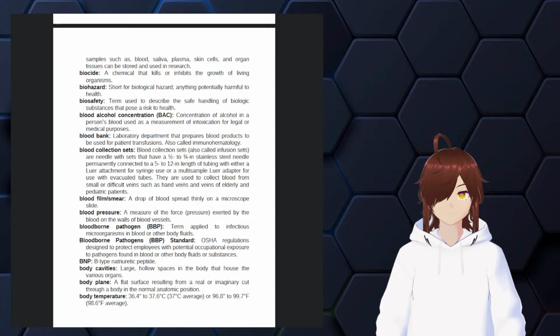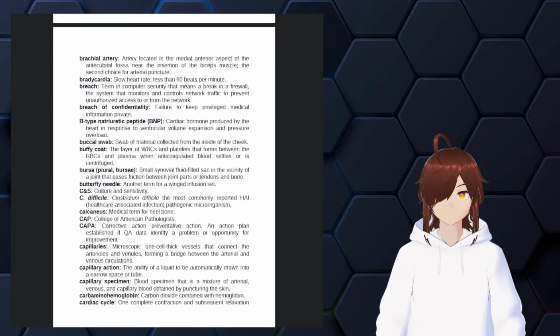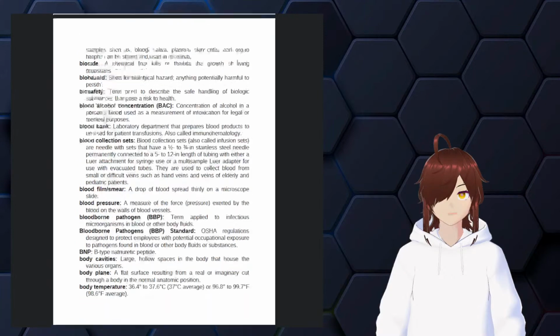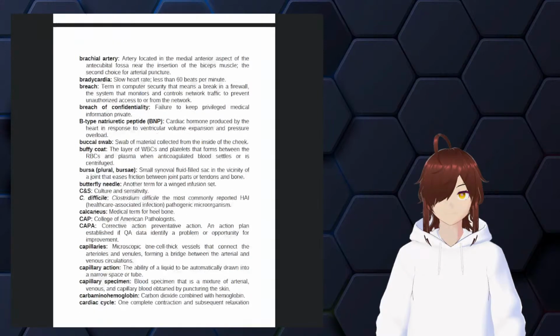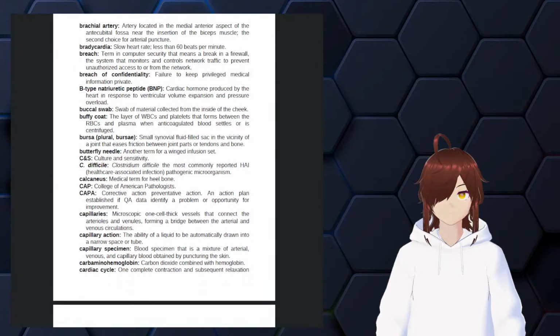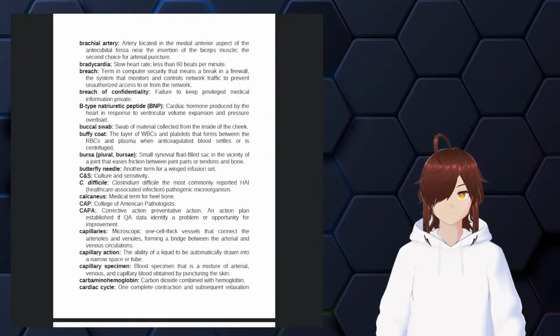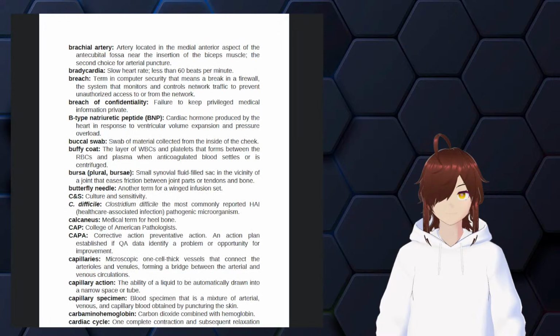Body cavities: large, hollow spaces in the body that house the various organs. Body plane: a flat surface resulting from a real or imaginary cut through a body in normal anatomic position. Body temperature: 36.4 to 37.6 degrees Celsius, 37 degrees Celsius average, or 97.5 to 99.7 degrees Fahrenheit, 98.6 degrees Fahrenheit average. Brachial artery: artery located in the medial anterior aspect of the antecubital fossa near the insertion of the biceps muscle, the second choice for arterial puncture.